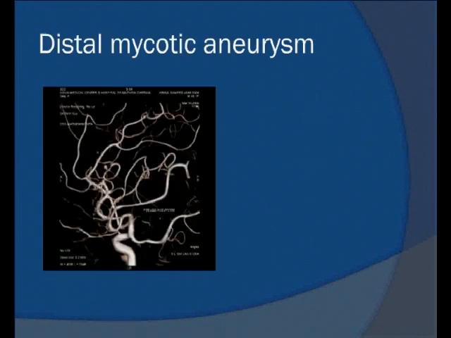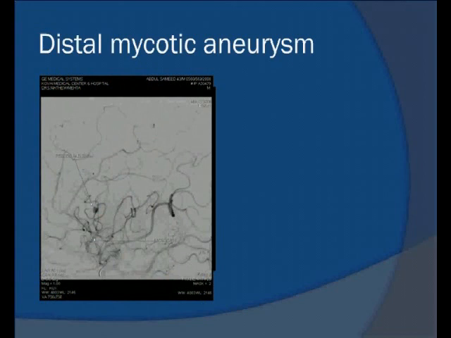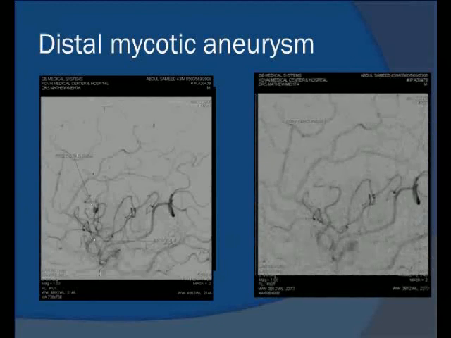Here is an example of a distal mycotic aneurysm from a branch of the middle cerebral artery. This is the angio. The previous one was a 3D angiogram. This shows the microcatheter which has been taken into the vessel, and this is after we injected a drop of glue. And gluing is the best way to treat a mycotic aneurysm in a distal location.